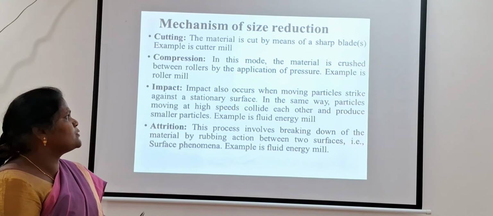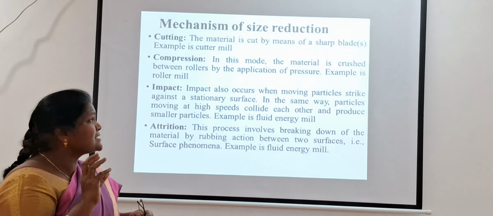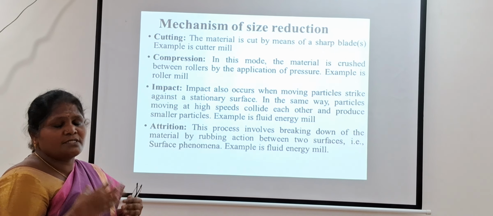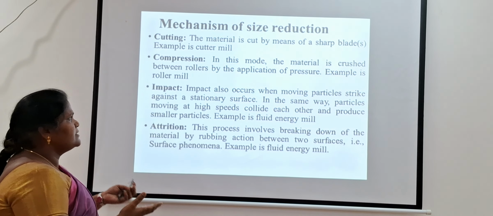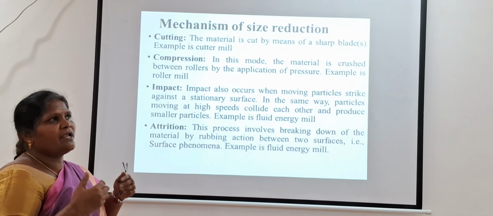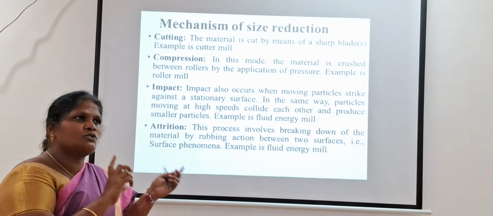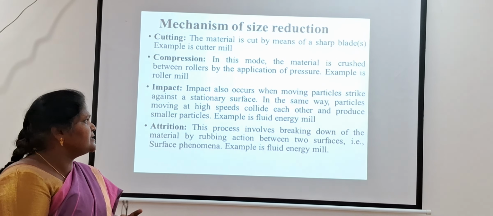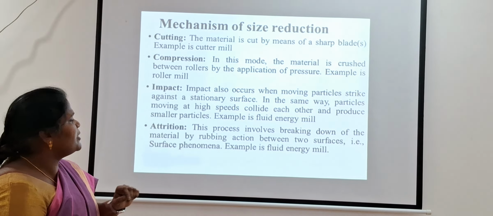Impact. Impact occurs when moving particles strike a stationary wall. In another way, the particles rotate at high speed and collide with one another, so the size of the particles is reduced. An example is the fluid energy mill.